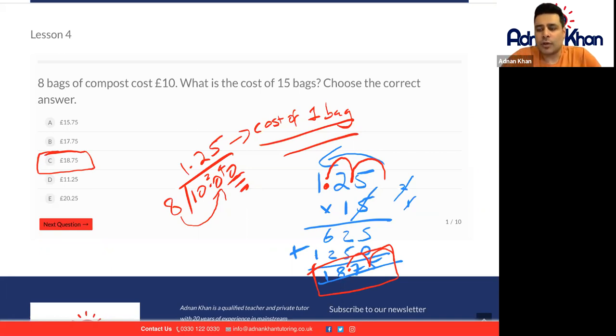If you're not sure how to do double-digit multiplication, start practicing now. It's very, very essential that you understand this particular technique.